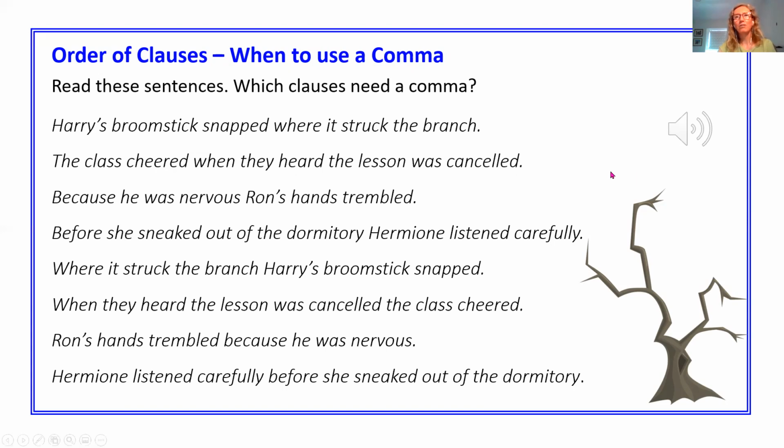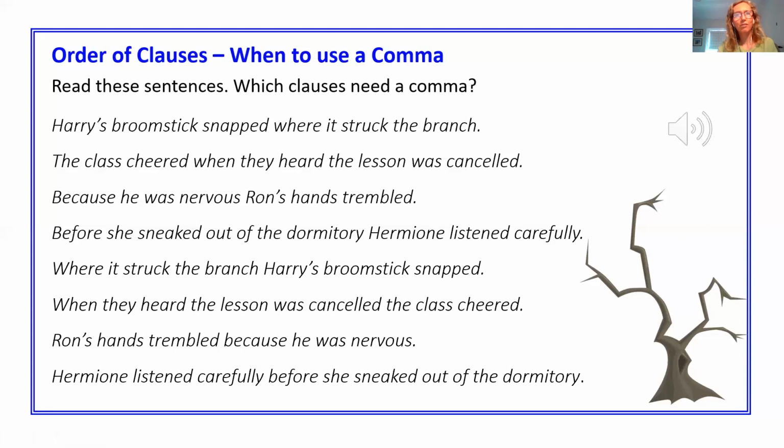Right, what I'd like you to do now is you can either tell an adult where you think the commas go, or you could write out the sentences and put in the commas in the correct place. Remember, they go after the subordinate clause when the subordinate clause comes at the beginning of the sentence. So if you would like to stop the video now and have a go.